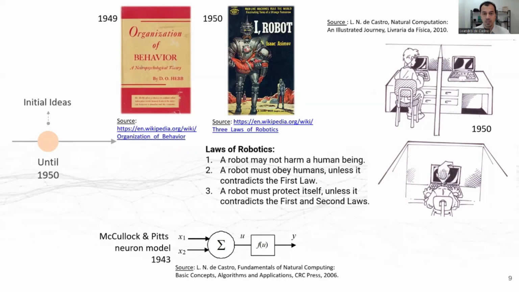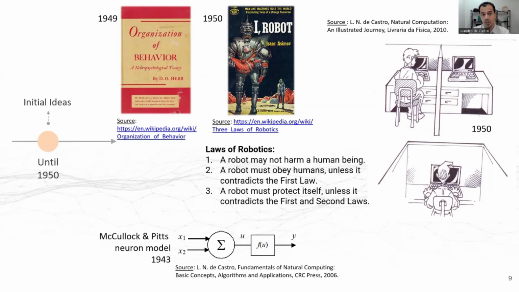In 1950, Isaac Asimov published his novel called I, Robot, in which he introduced what became known as the three laws of robotics. If we look at these laws, we can see that the first one states that a robot may not harm a human being. The second one proposed that a robot must obey humans unless it contradicts the first law. And the third one says that a robot must protect itself unless it contradicts the first and the second laws.